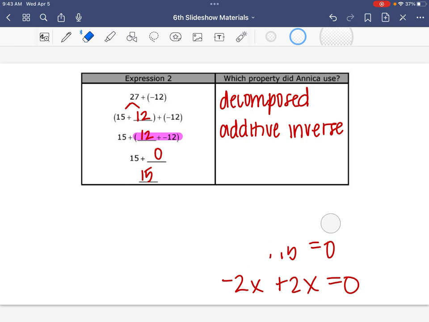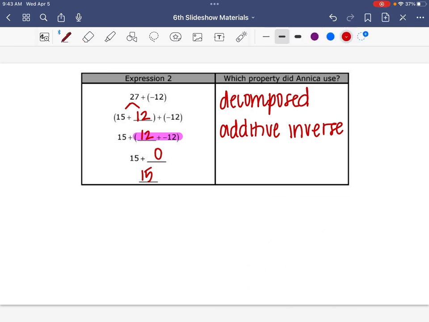And so we use that property a lot when we solve equations, but also when you look at how we simplified this expression. By decomposing 27 into 15 and 12, I knew that my positive 12 and my negative 12 would make that 0 pair. So I was just left over with the 15. It's just another way of performing our arithmetic in a flexible way that sometimes is easier to do in our brains. But all right, thank you very much.